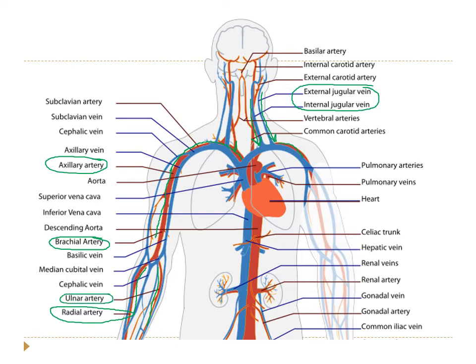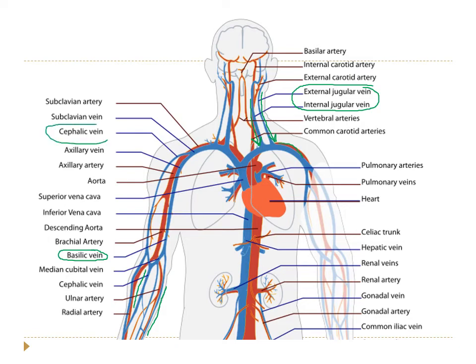Let's look at the veins. So the veins draining blood from the upper extremity. On the radial side, we have the cephalic vein. And on the ulnar side, we have, do they label it here? The basilic vein, there we go. And the cephalic vein continues all the way up, and it's going to dump into your subclavian vein.